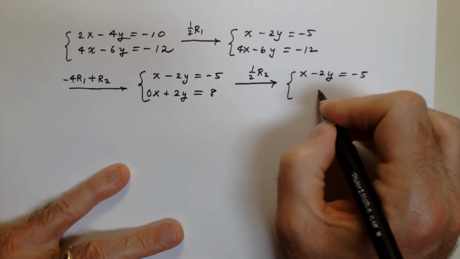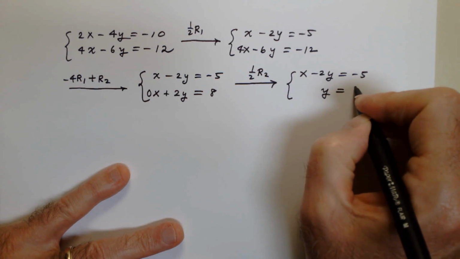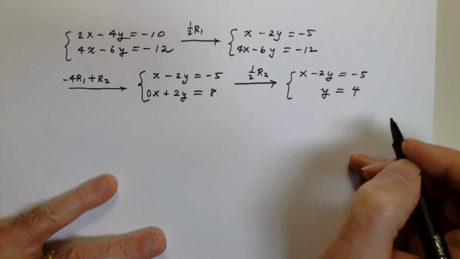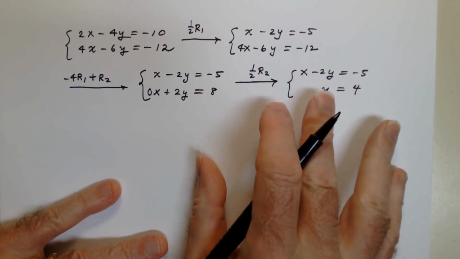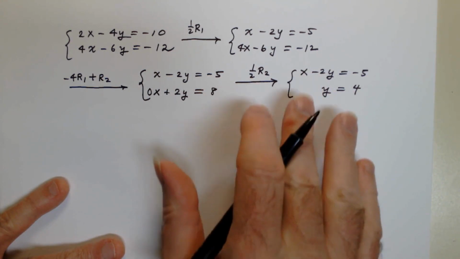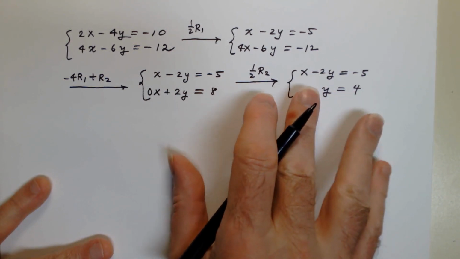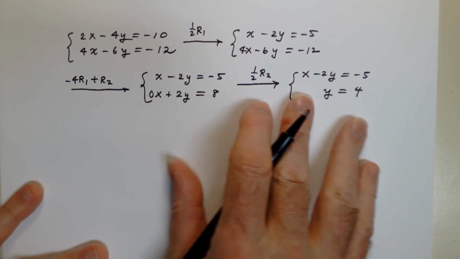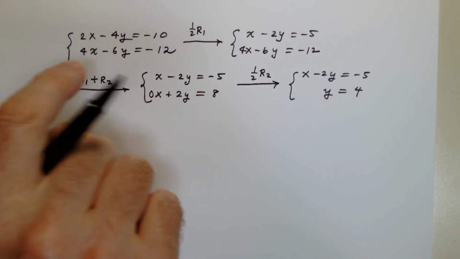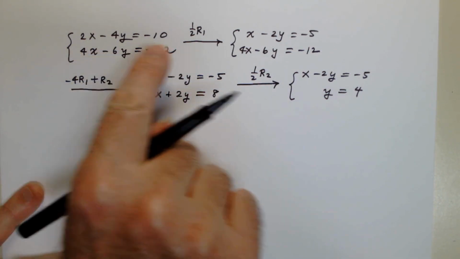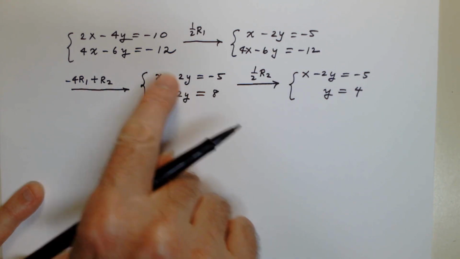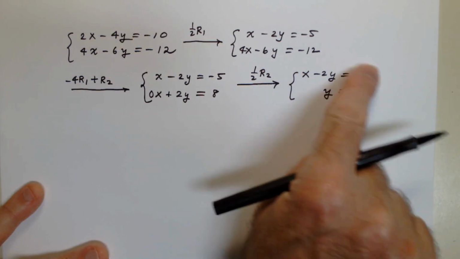And now I'm going to have y equals 4 in place of equation 2. And I'm going to stop here. Now later in the course we'll take this even a little bit further, but I'm going to stop my analysis here because, if we believe everything we've been studying, every time I do one of these elementary operations, I'm always getting an equivalent system.